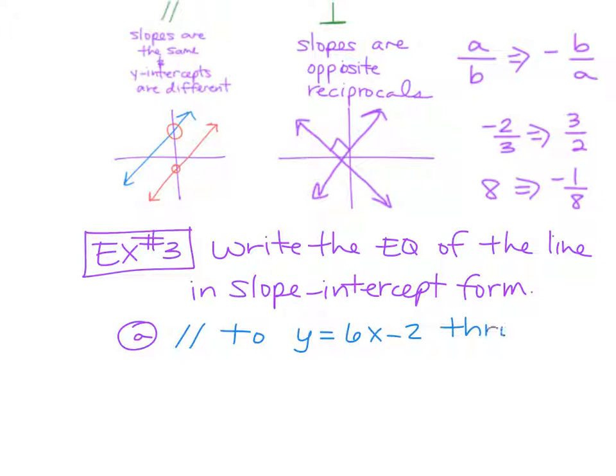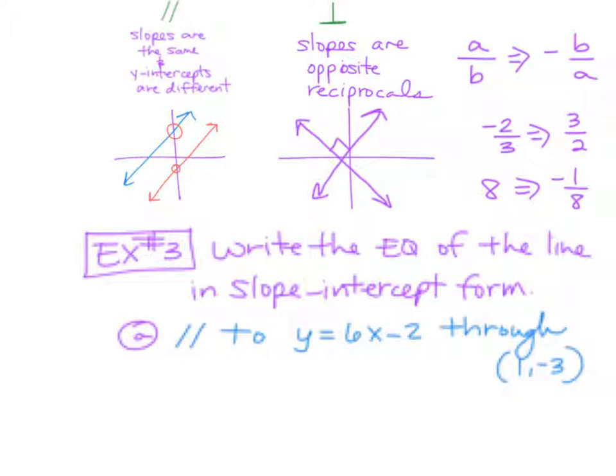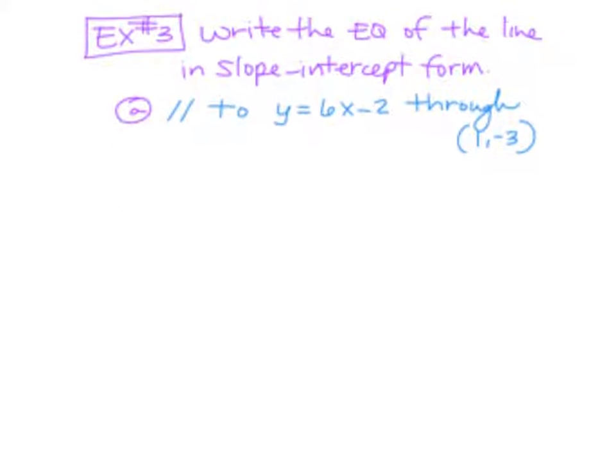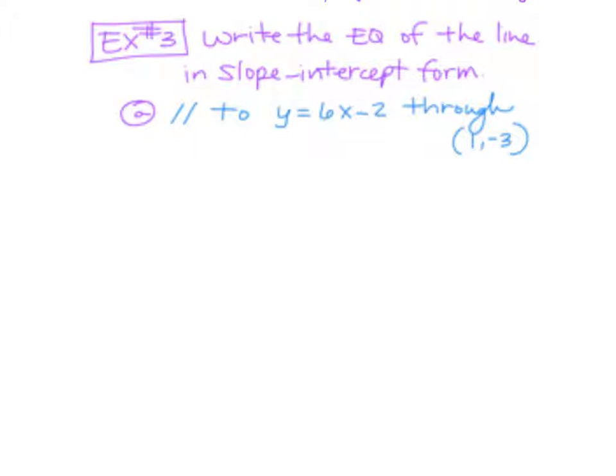that goes through the point (1, -3). Okay, parallel to that through the point (1, -3). Now, here's the deal. You have an equation in slope intercept form, so that makes finding the slope very simple. What is the slope of the line we want to use? It's going to be 6.